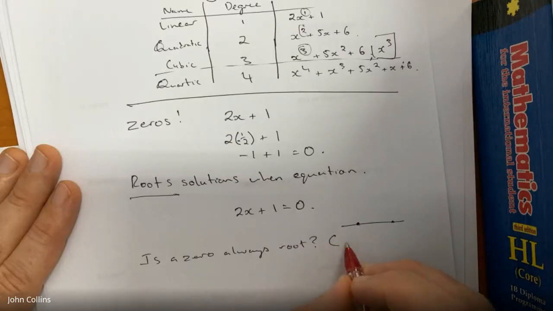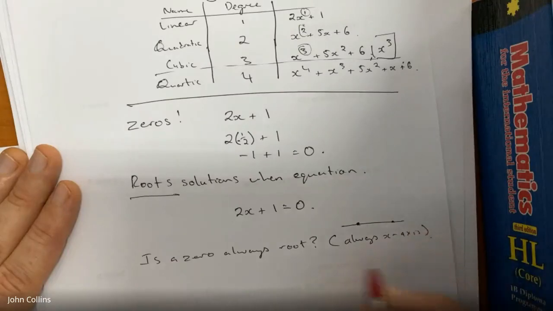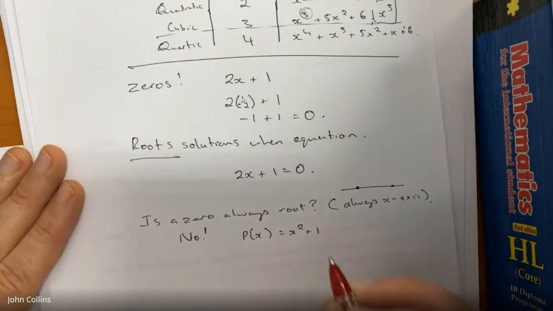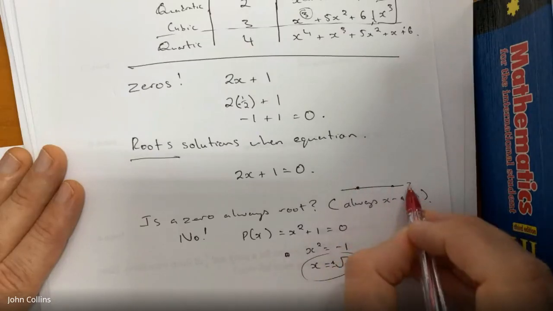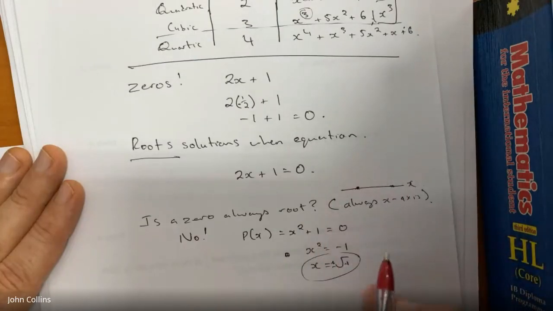Or always intercept the x-axis? And the answer is no. Because, for instance, if our polynomial was x squared plus 1, and you let that equal 0, you get x squared is equal to minus 1, and that's the square root of minus 1, plus and minus, and that is not on this real x-axis. It's just not there. It's going to be hovering somewhere up here. It'll be on the imaginary, but it's not on the real.